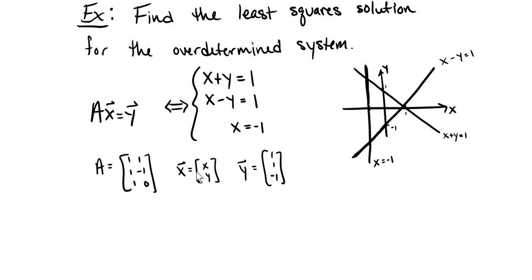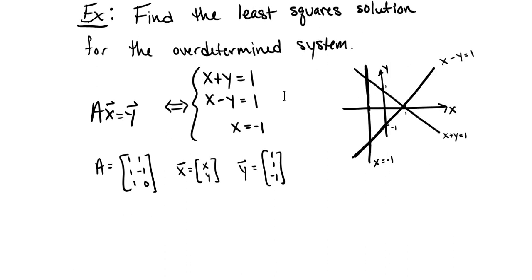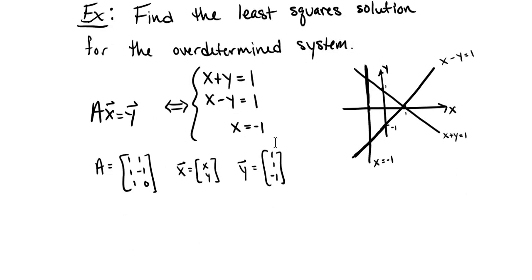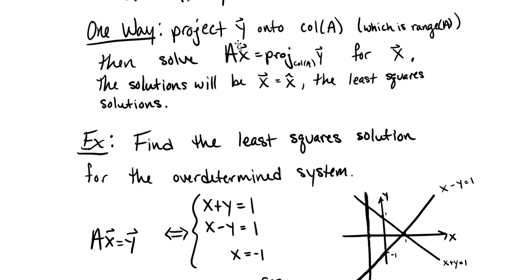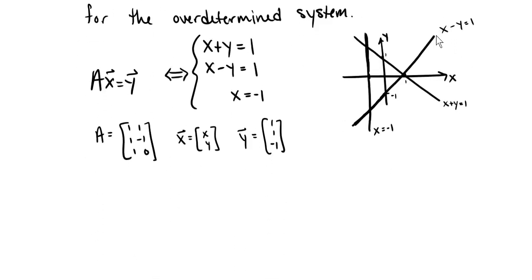Okay. So then if we want the least squares solution for this overdetermined system, using the method we described up here, we're just going to project y, this y vector, into the column space of A, which is really just the range of A, right? The space of all the things that A can spit out when multiplied on with a vector. Okay. So let's see how to do this. Well, I first need to, let's just write it down here.